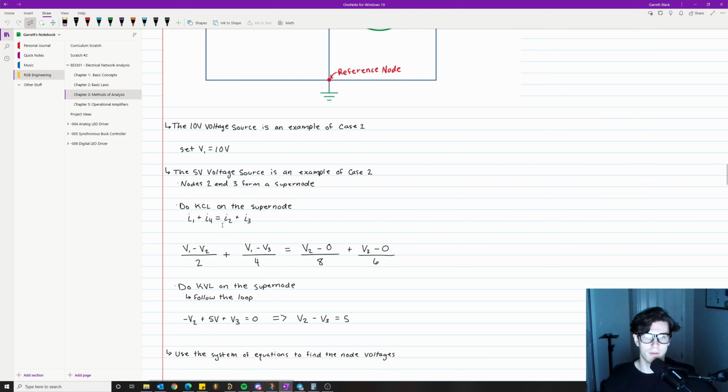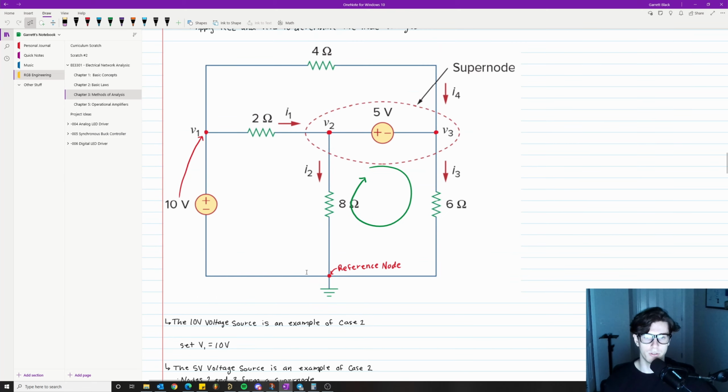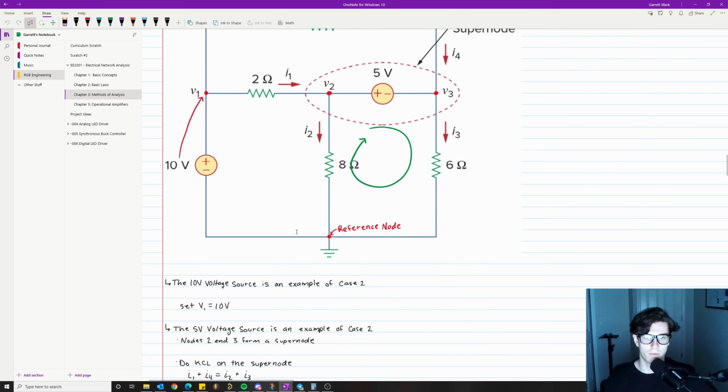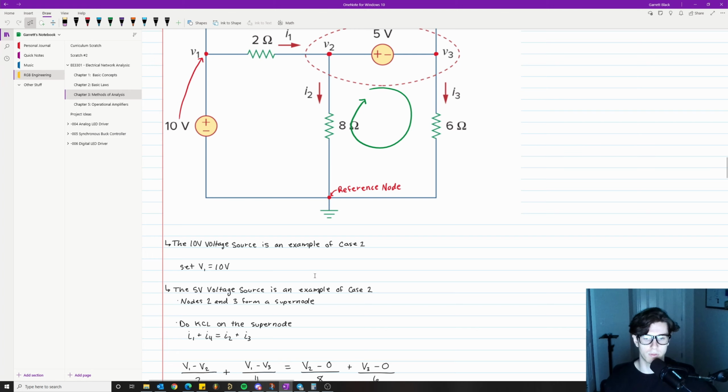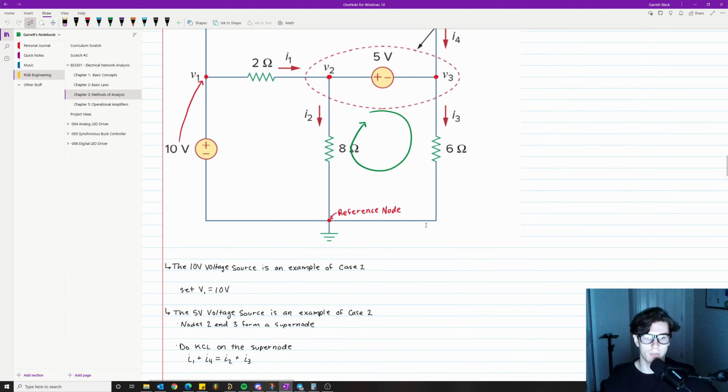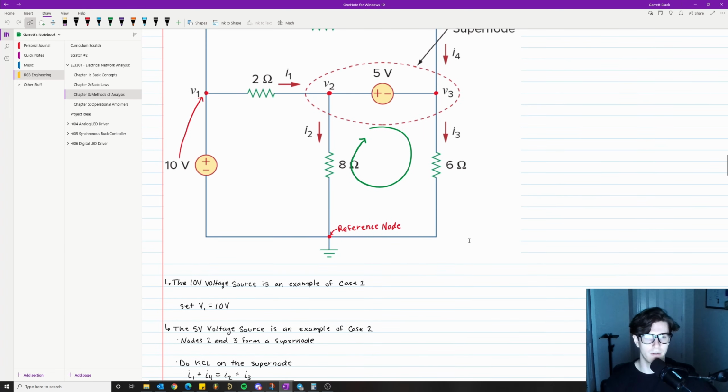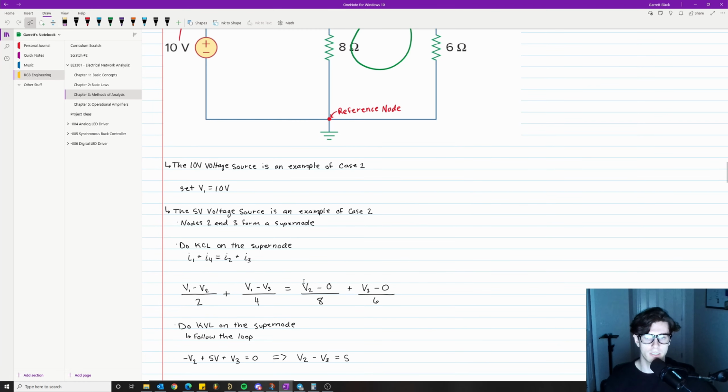And then for I2, we have V2 minus 0 because our reference node is on the other end of this, divided by 8, which is the resistance of the element that the current is flowing through. Okay, then we have I3, which is V3 minus 0 divided by 6. Again, very straightforward. Okay, so this is where we get our system, our equations for the super node.